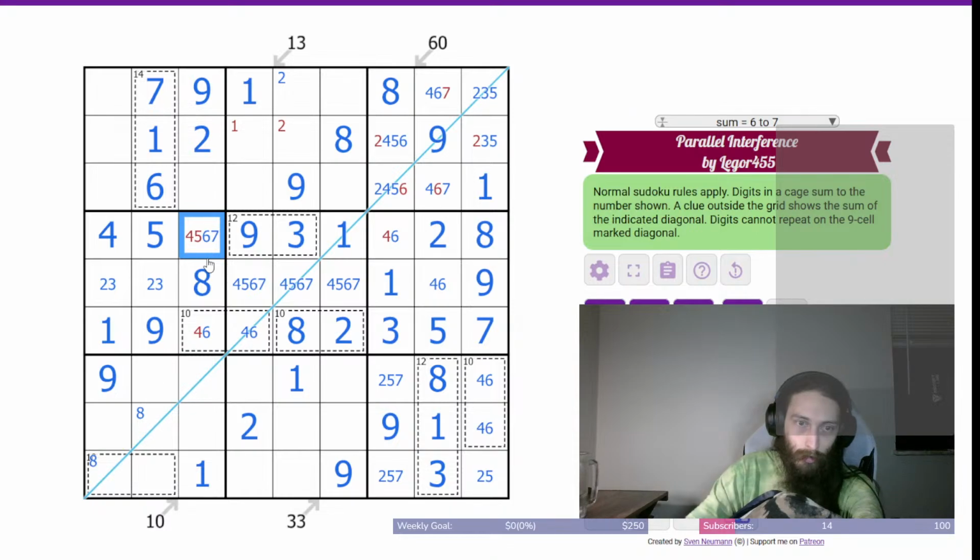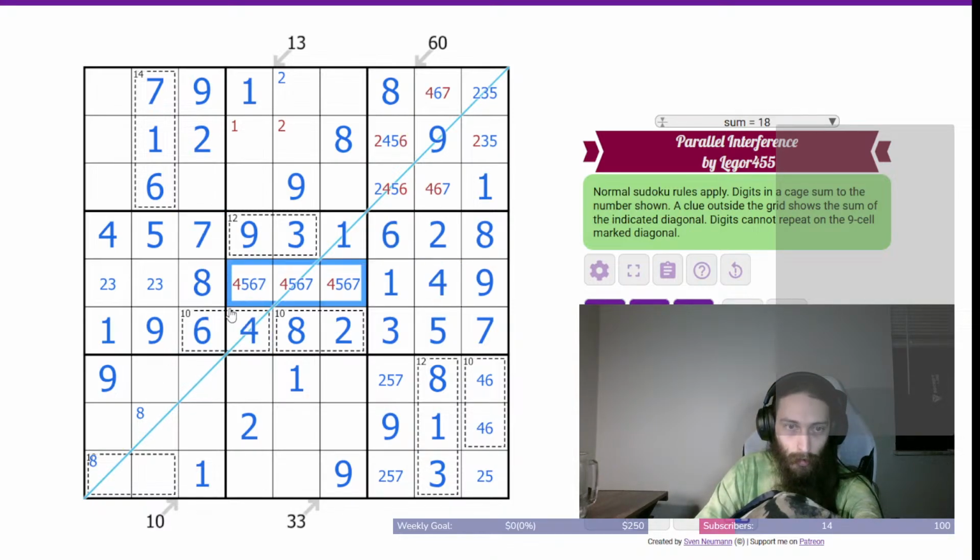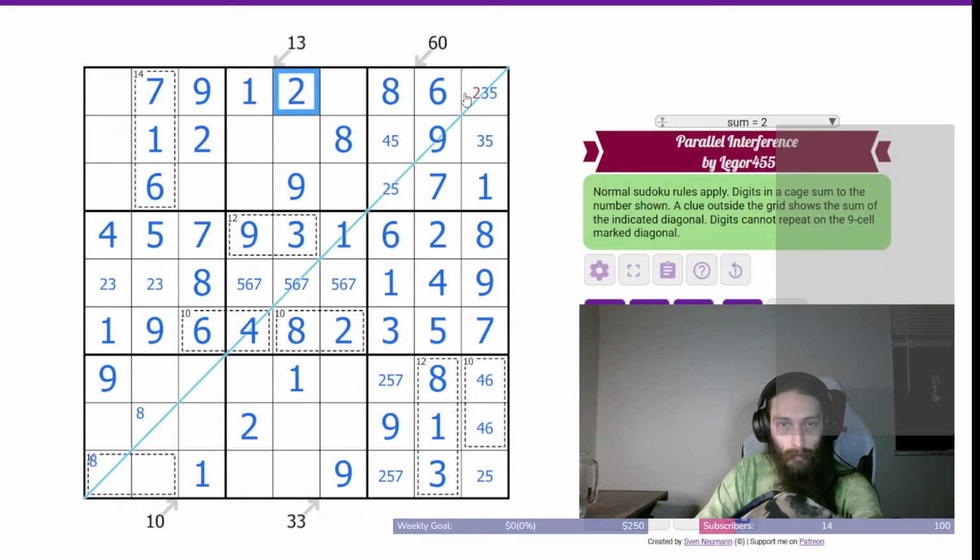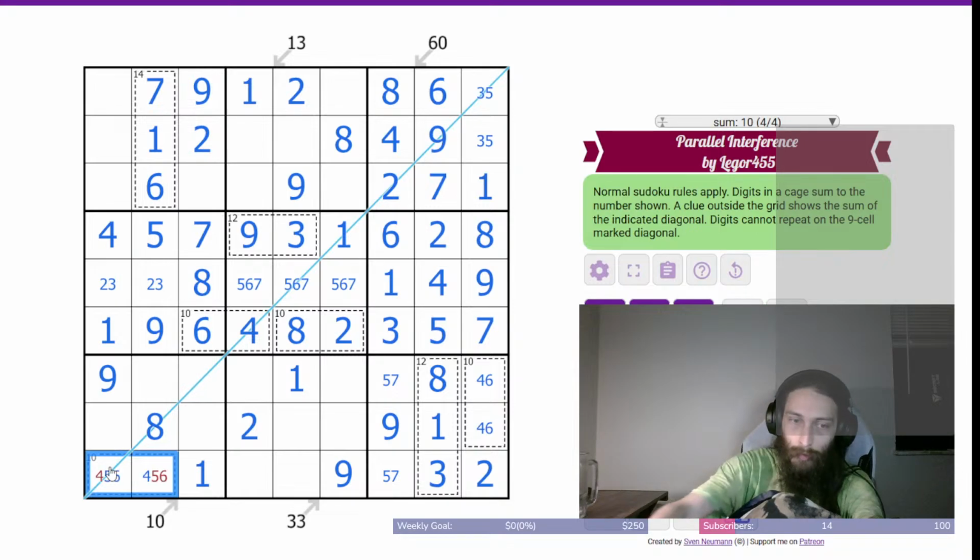A 5 here. 6, 4, 7, 6, 4. Not 4. 7, 6. Not 2. Not 6. Not a 4. Those are out. That's a 2. That's not. 3, 5 means 4 and 2. 2, 2. This can't be an 8 anymore, so that is. That's a 4, 6 pair. 4, 6 inside of the 6 10.